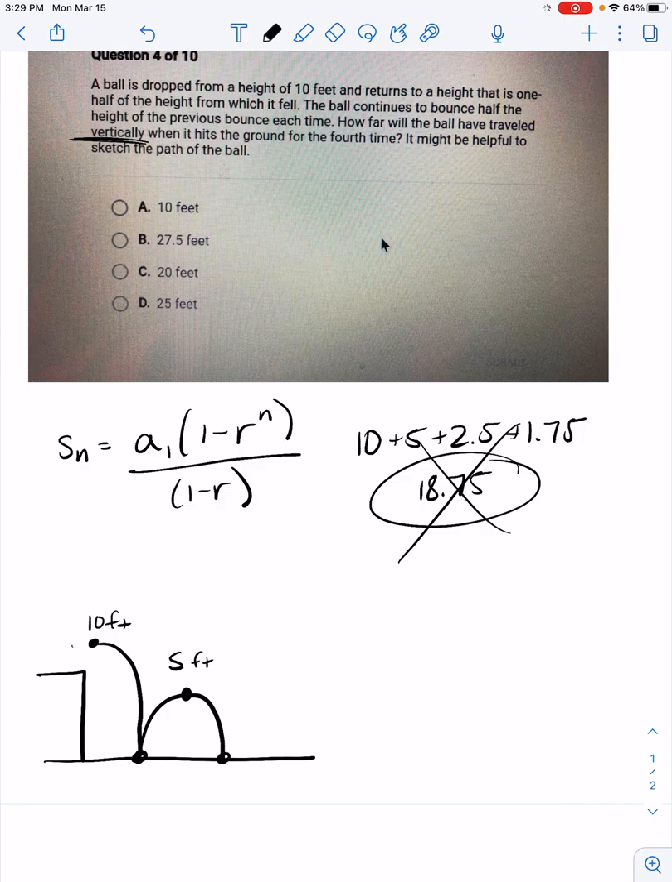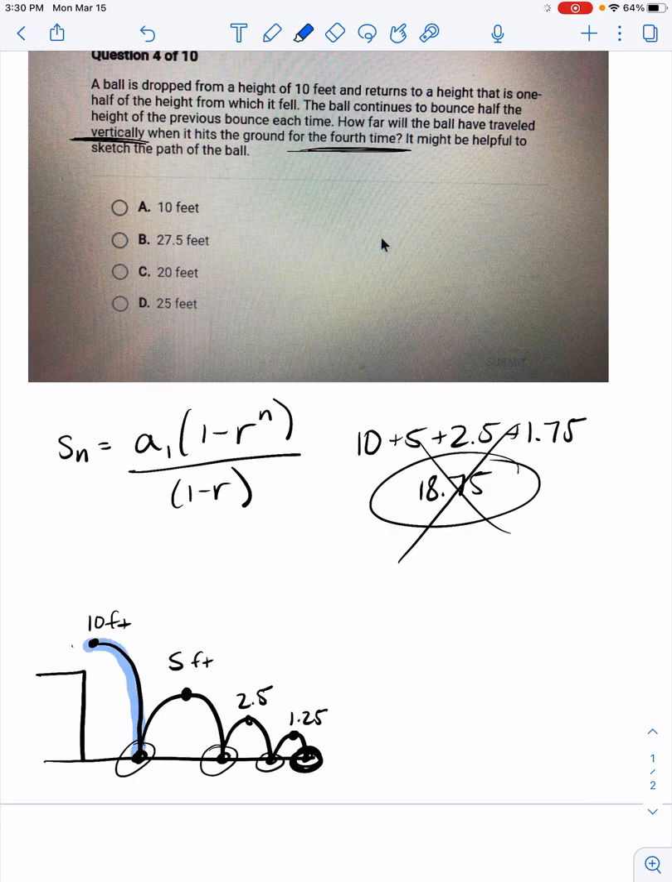And then it returns to a height of half of that, which would be half of 5 is 2.5. Drops again, returns to a height of half of that, which would be 1.25, and it hits the ground again. So then it says, how far will the ball have traveled vertically when it hits the ground for the 4th time? So here, 1, 2, 3, 4. I want to know at that point, how far vertically has it traveled? Okay, so think about this.